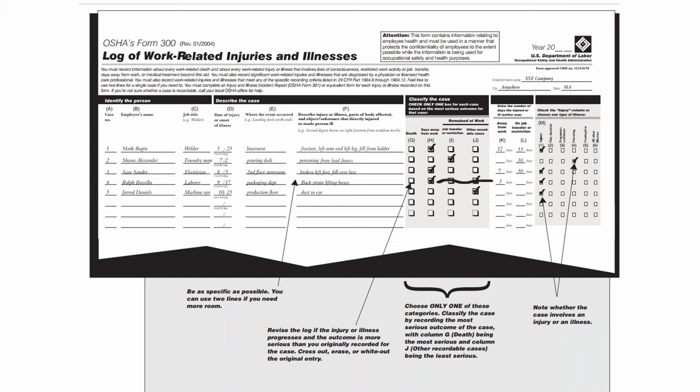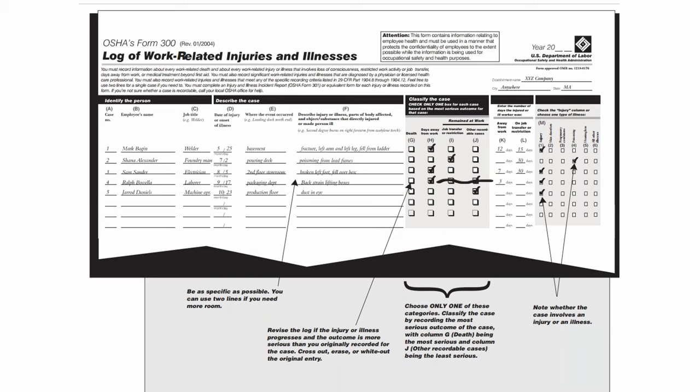The next column asks you to check one box, G through J, indicating the most severe result of the injury or illness: death, days away from work, job transfer or restriction, or other recordable cases. Now, when recording cases that have both days away from work and restriction, you're only to check it as days away from work when classifying the case, since that's the most serious outcome.